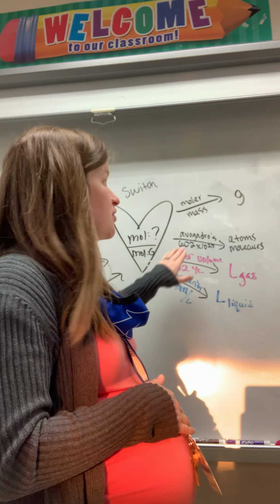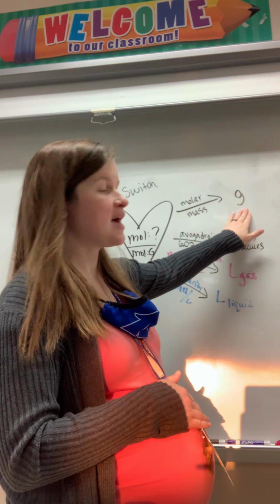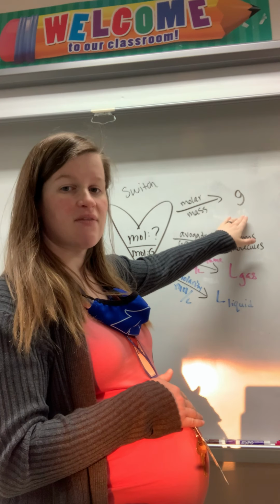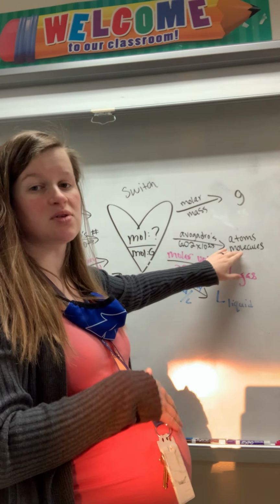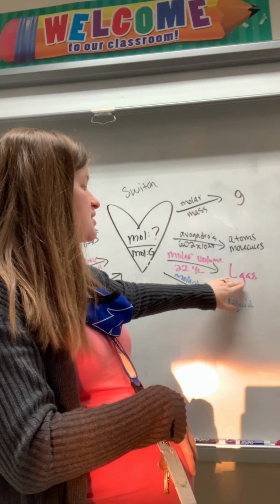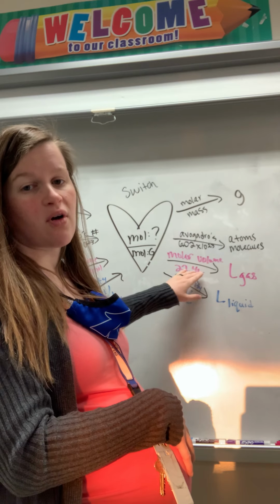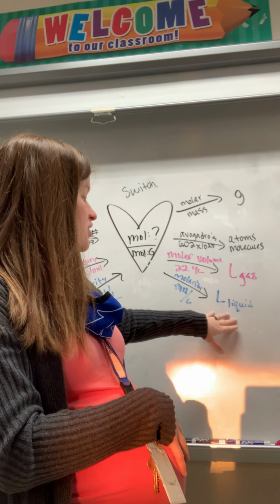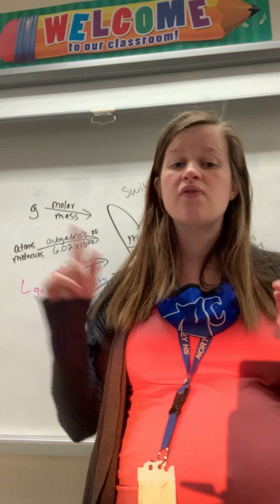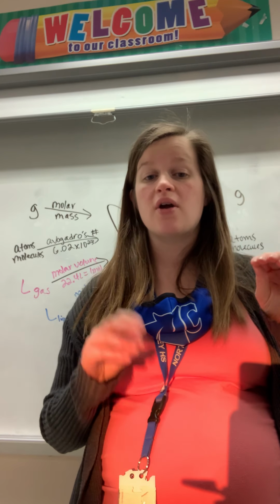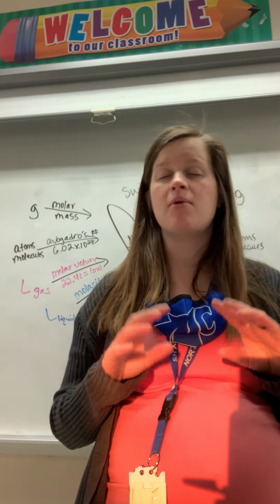If it asks us for grams, we use molar mass to get to grams. If it asks us for atoms, molecules, particles, or ions, we use Avogadro's number. If it asks us for liters of a gas, we use molar volume. And if it asks for liters of a liquid, we use molarity. What you're given is where you start, what you're looking for is where you're going to end, and you just follow the chart.